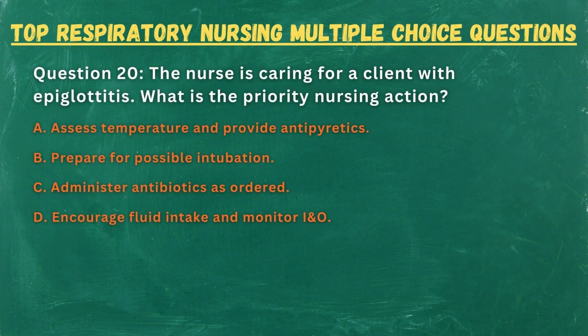Answer. C. Oxygen toxicity. Question 20. The nurse is caring for a client with epiglottitis. What is the priority nursing action? A. Assess temperature and provide antipyretics. B. Prepare for possible intubation. C. Administer antibiotics as ordered. D. Encourage fluid intake and monitor I and O.